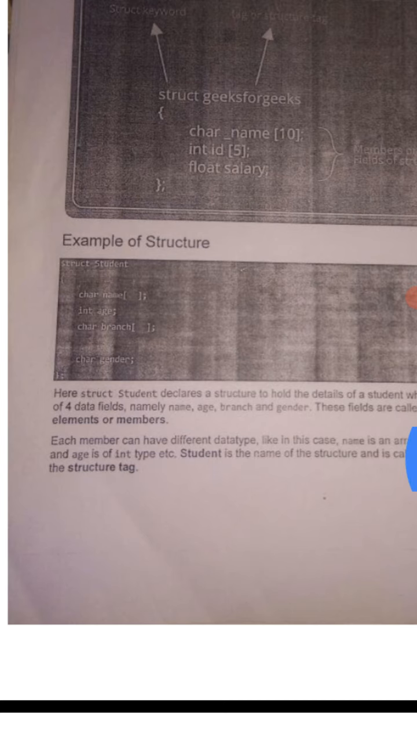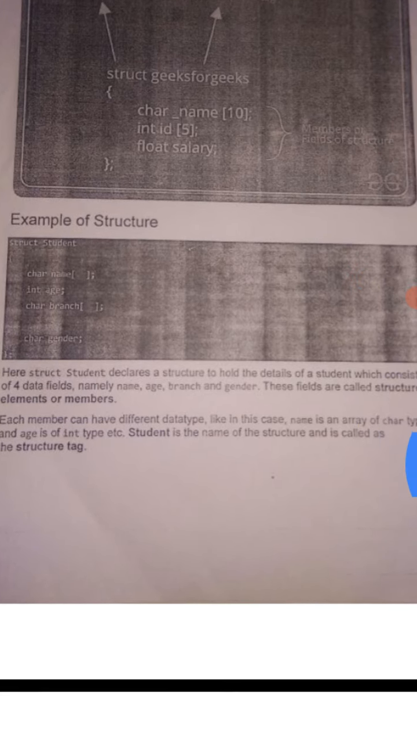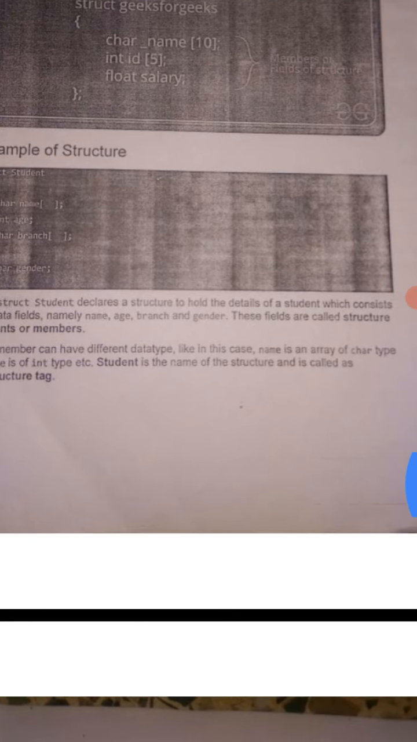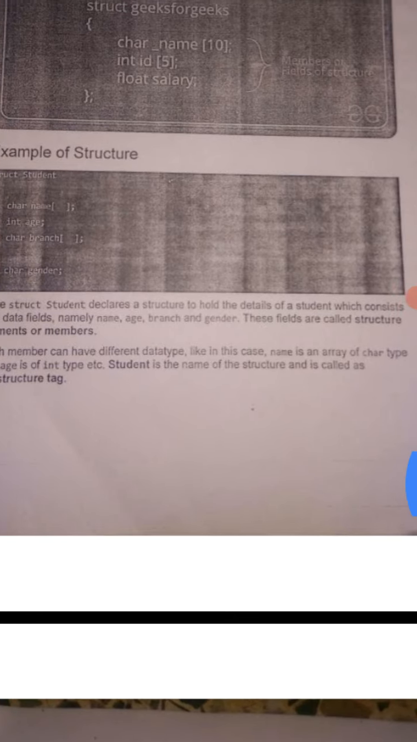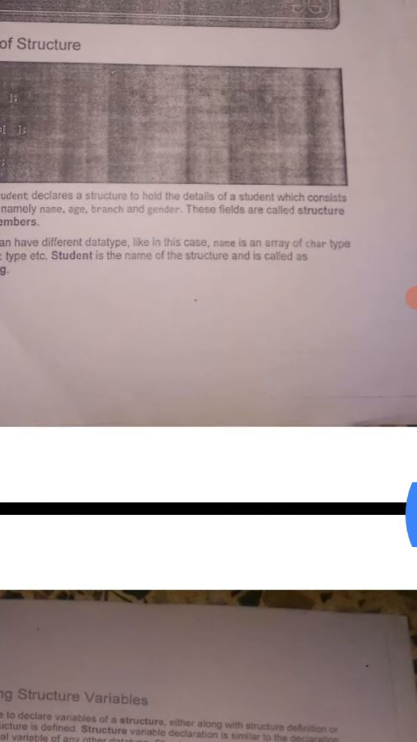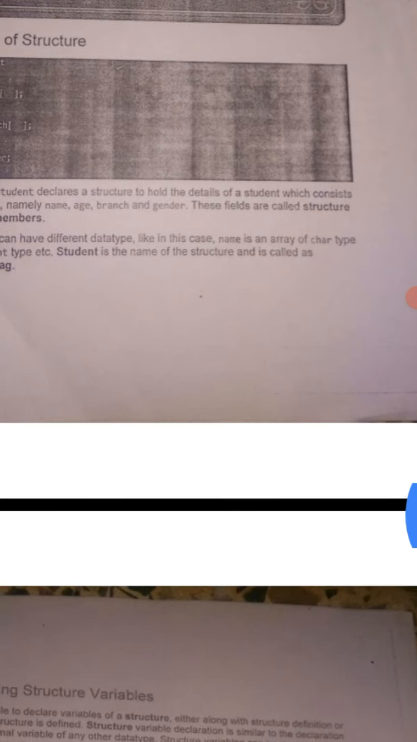Here struct student is a structure to hold the details of a student which consists of four data fields, namely name, age, branch, and gender. These fields are called structure elements or members. Each member can have different data types, like in this case, name is an array of character type and age is of integer type, etc. Student is the name of the structure and is called the structure tag.